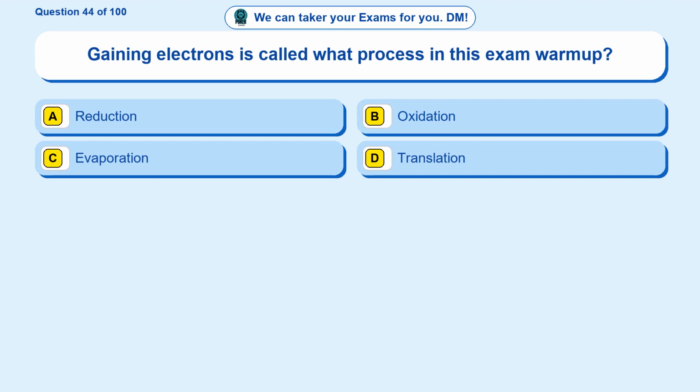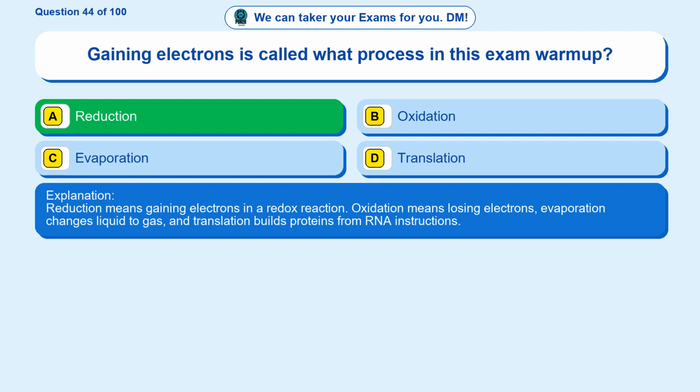Question 44. Gaining electrons is called what process in this exam warm-up? Option A reduction. Option B oxidation. Option C evaporation. Option D translation. The correct answer is option A. Reduction. Reduction means gaining electrons in a redox reaction. Oxidation means losing electrons, evaporation changes liquid to gas, and translation builds proteins from RNA instructions.